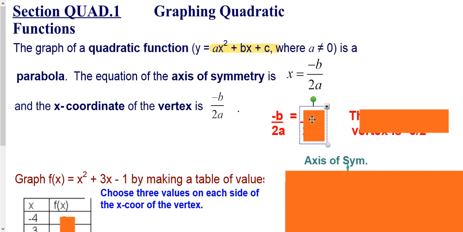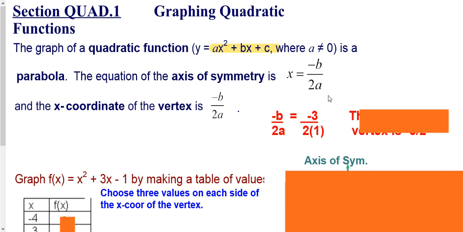So when we're looking at the axis of symmetry for this problem down here, we're going to go ahead and do the negative b over 2a. A is the number that's in front of your squared term. B is the number in front of x to the first power. C is the number that's added or subtracted without any variables.